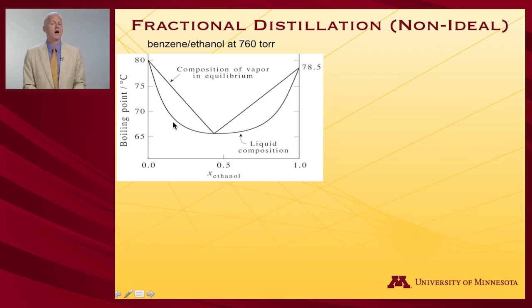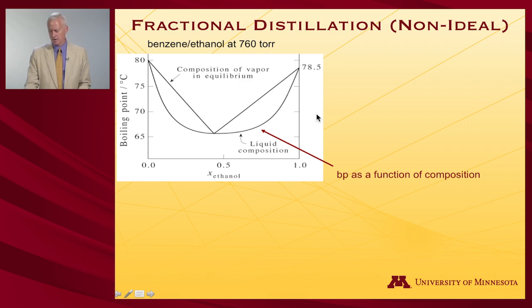So here's a non-ideal solution. This is benzene mixed with ethanol, and this diagram is, again, for atmospheric pressure. And what you see is kind of unusual behavior. So here's the boiling point as a function of composition. Pure benzene boils at about 80 degrees Celsius, and pure ethanol boils at about 78.5. And yet, when you mix them, you will discover a boiling point that is below either of those two temperatures. The mixture starts bubbling before you get to the lower one, 78.5.